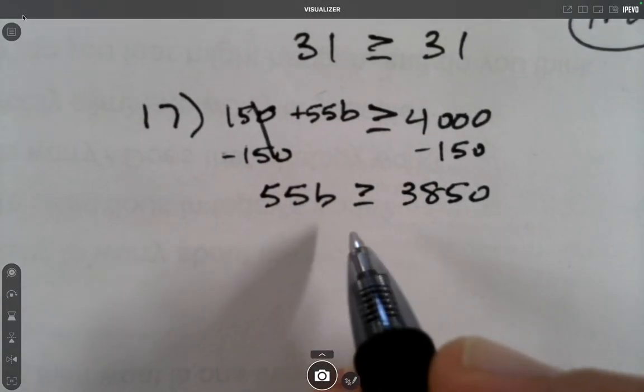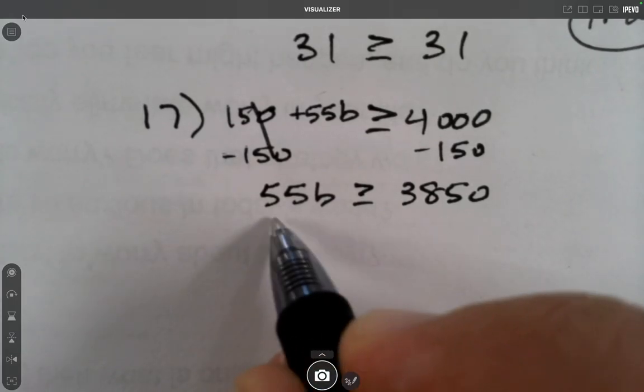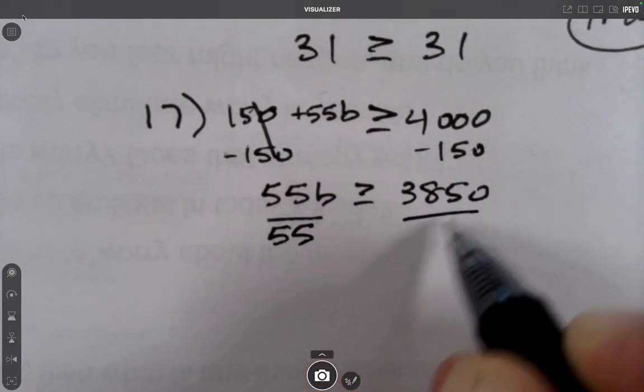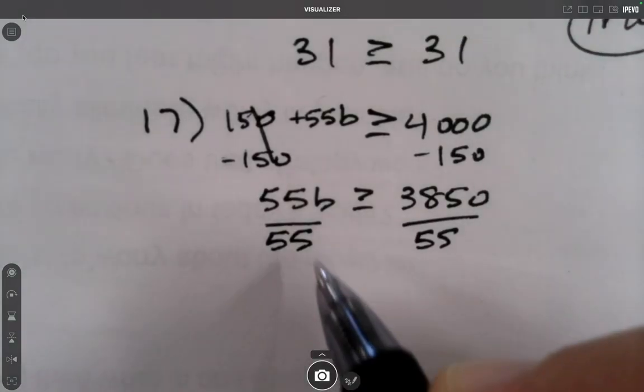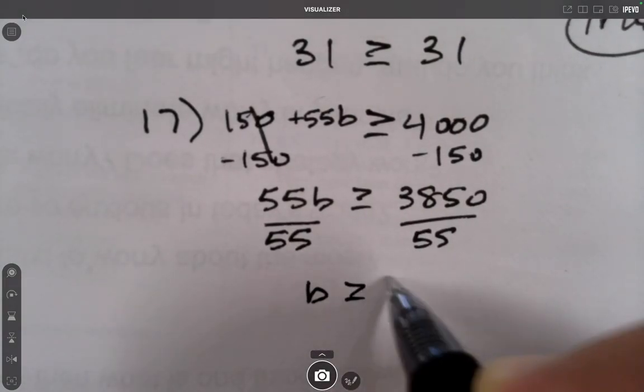Okay, and then we want to get rid of the coefficient, so we divide both sides by 55. So 3850 divided by 55 is 70. So we would get B is greater than or equal to 70.